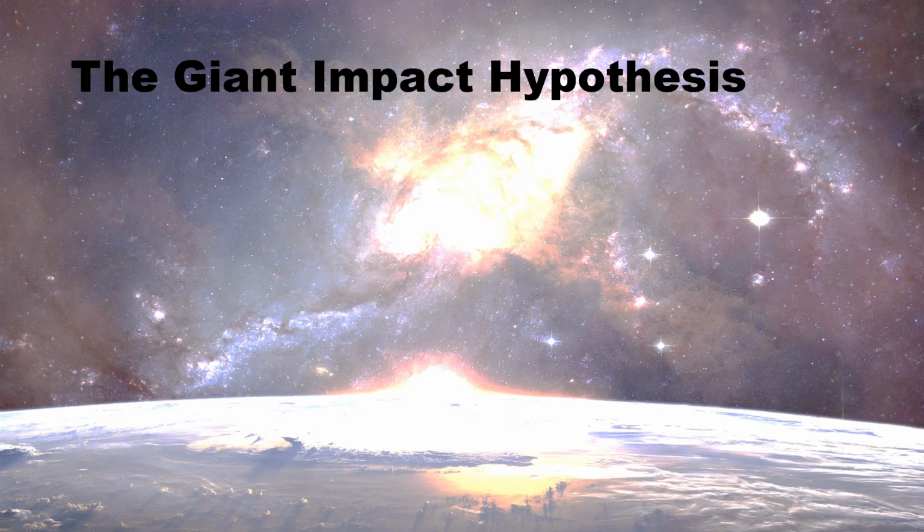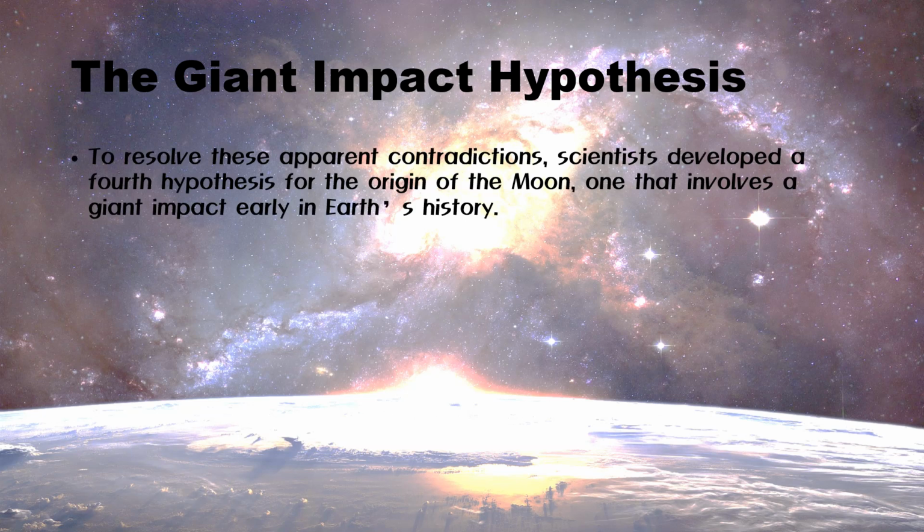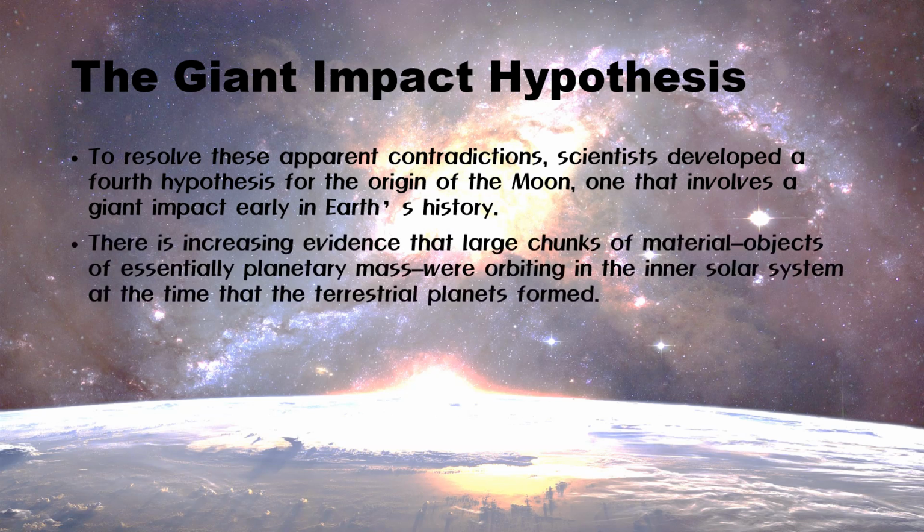And so that leads us to our current theory for the moon's formation, which is that of the giant impact hypothesis. To resolve the apparent contradictions, scientists developed a fourth hypothesis for the origin of the moon, one that involves a giant impact very early on in Earth's history.